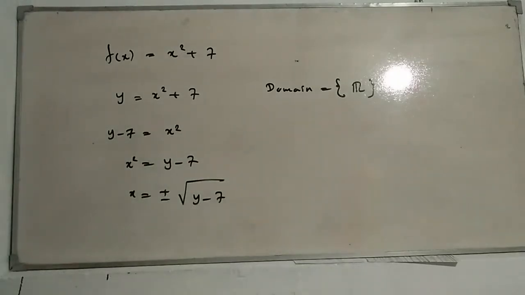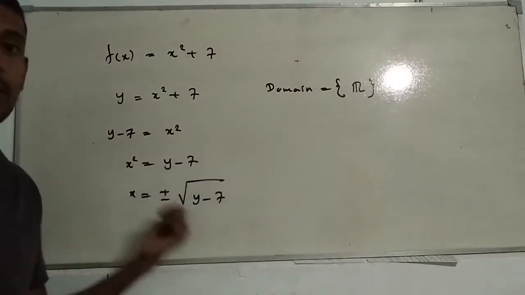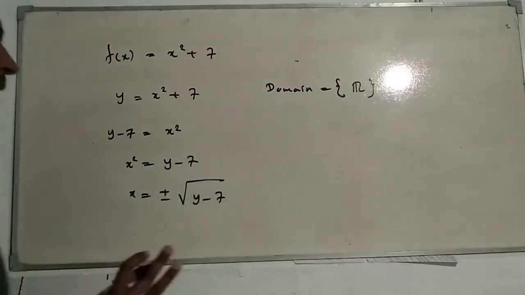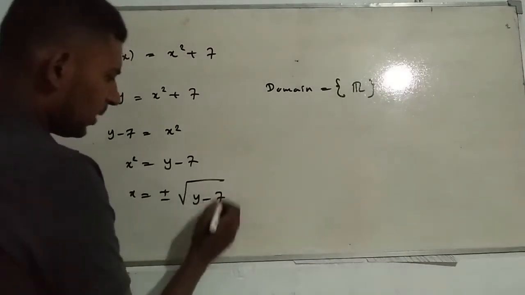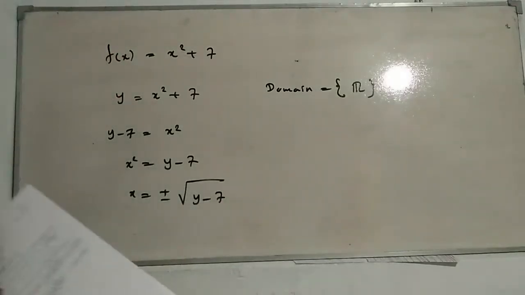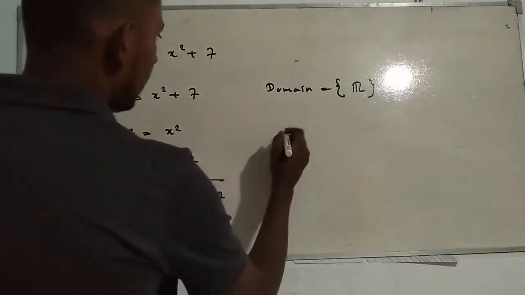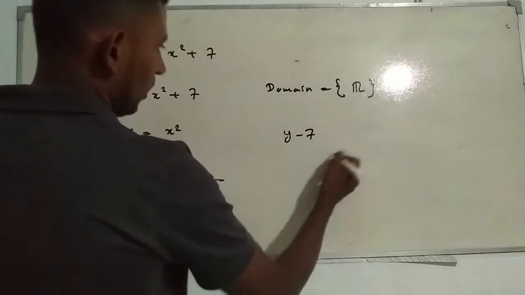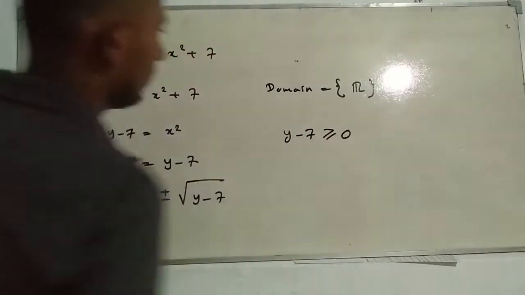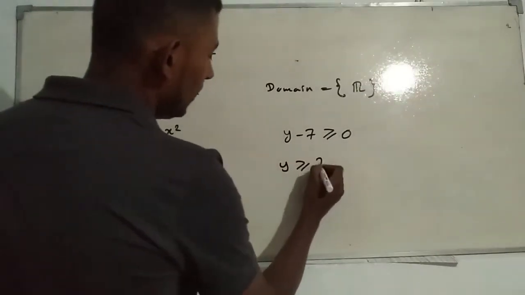Now think about this part. You can see y minus 7 inside the root. Now you know this part, y minus 7, should not be negative. It can't get a negative value. It must always be positive or 0. So I can write y minus 7 should be greater than or equal to 0. That means y is greater than or equal to 7.